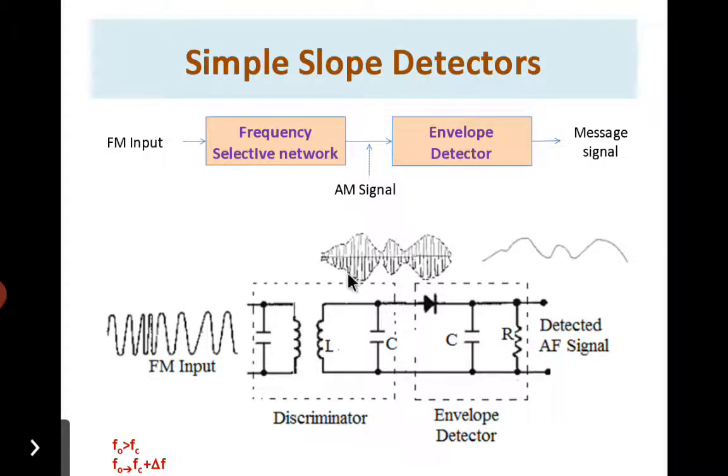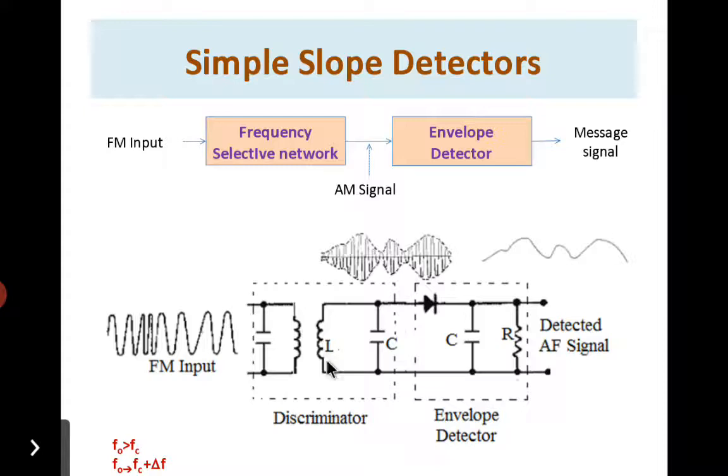Now let us go to the circuit of a simple slope detector. This figure shows the circuit of a simple slope detector. As I told you earlier, in the block diagram it has mainly two blocks. One is a frequency selective network or frequency discriminator, and the second is an envelope detector. The input to this circuit is a frequency modulated signal with a carrier frequency of Fc and a frequency deviation of delta f. This signal is applied to the discriminator circuit, which is mainly a tank circuit made using the secondary of a transformer and a capacitor C.